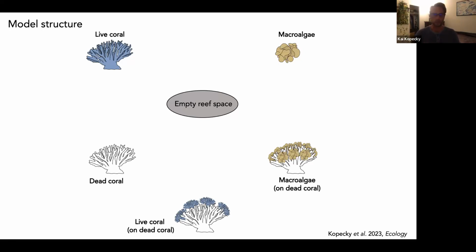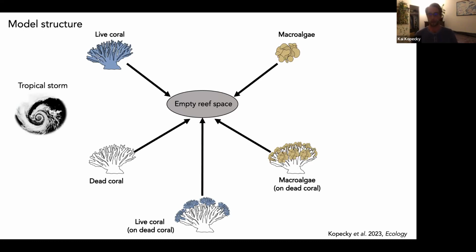And so that's important for a couple of reasons that I'll get into in a second: whether the coral is growing on top of these dead skeletons or out by itself, and whether the macroalgae is growing on the dead skeletons or out by itself. So with this model, I was able to actually simulate a tropical storm. You can imagine a tropical storm comes through and it basically just rips everything off the reef, so it makes everything on the reef go right back to empty space.